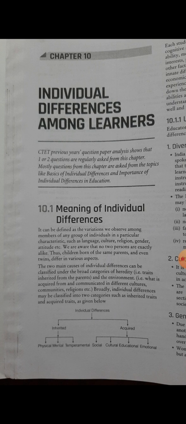The two main causes of individual difference can be classified under broad categories of heredity, that is traits inherited from the parents, and the environment, that is what is acquired from and communicated in different cultures, communications, religions, etc. Broadly, individual difference may be classified into two categories such as inherited traits and acquired traits as given below. Individual difference, inherited and acquired.